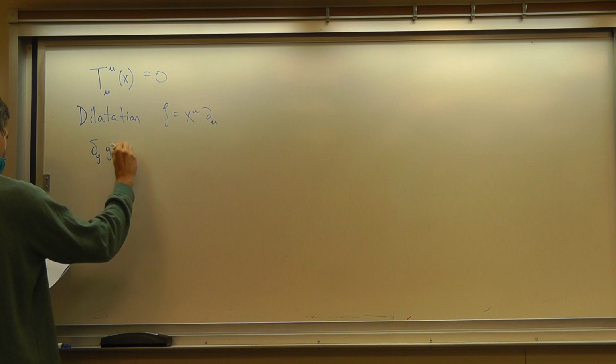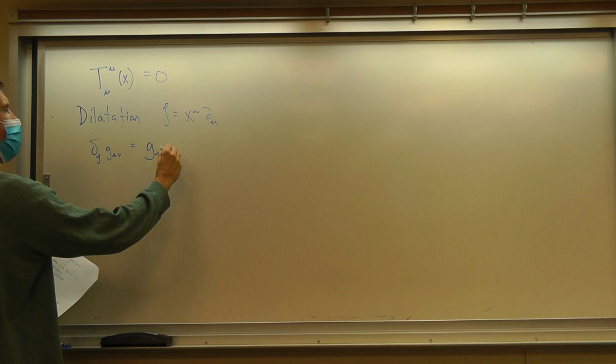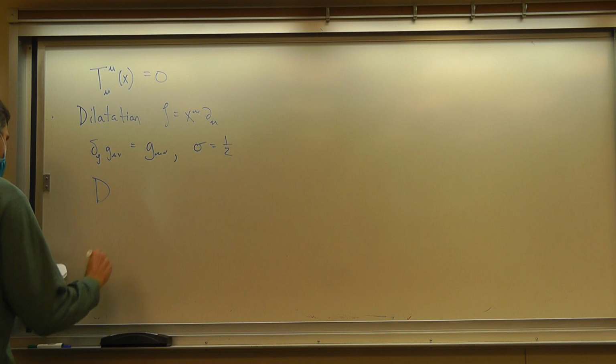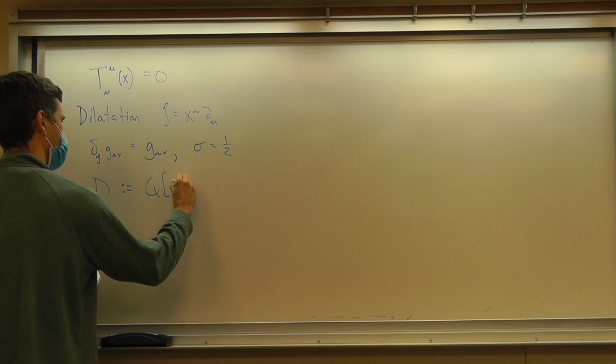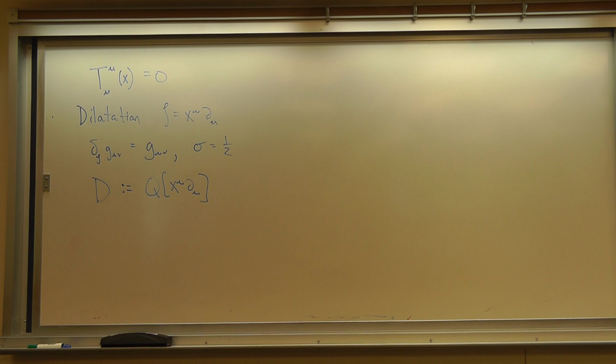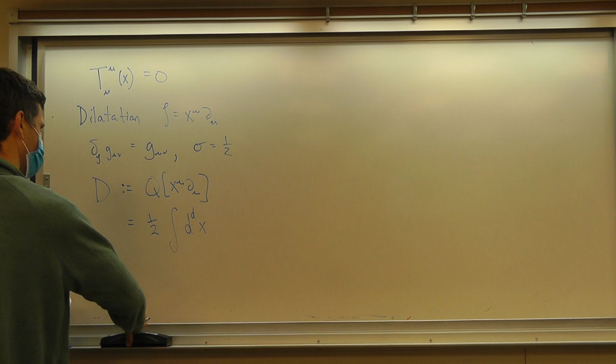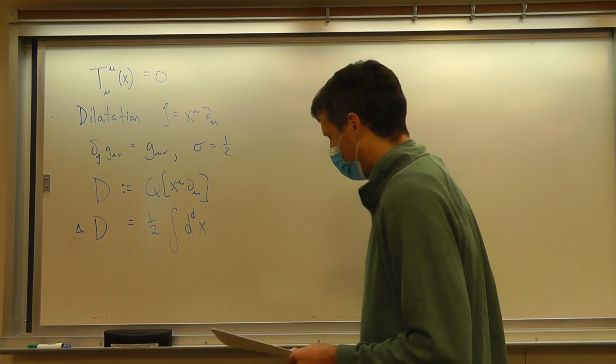So let's consider the dilatation. Take zeta to be just the rescaling, x mu d mu. So that corresponds to delta zeta of g mu nu just being g mu nu, the rescaling. So sigma is equal to a half. And the dilatation charge D, which is defined to be Q of the charge for this rescaling, Q of x mu d mu, is then 1 half integral d^d x root g T mu mu.